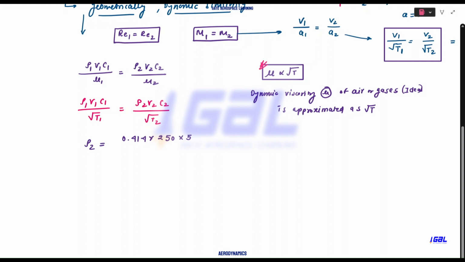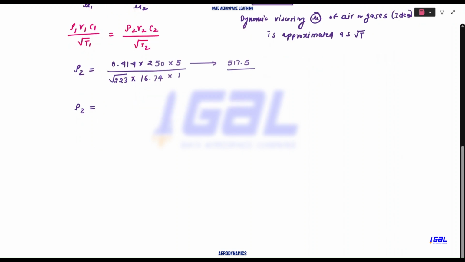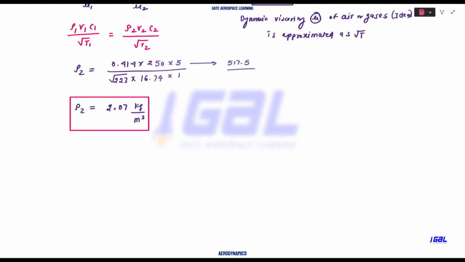Okay, then you take C1 to C2, then you send it into the left hand side, then this becomes 5 by 1. Okay, now you substitute all the values, this will be 223 under root of it and 16.74. Okay, I hope this is clear to you. Now you can simply solve this, and this numerator I got as 517.5, solved it, and the rho 2 I got as 2.07 kg per meter cube. Now please verify this value whether you are getting this or not. You must get this value.